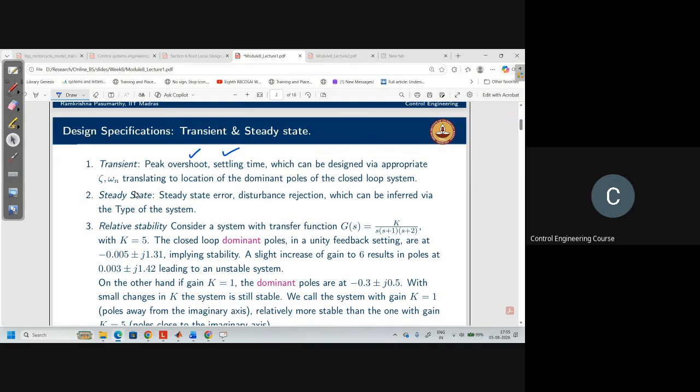Okay. Then the next step is steady state error. Sometimes we want the system to exactly follow the input, which means the error should be zero. In that case, we will focus on steady state characteristics. And one more point which I did not discuss is relative stability. We are not always satisfied that the system is stable; we are also interested in how far the system is from instability.